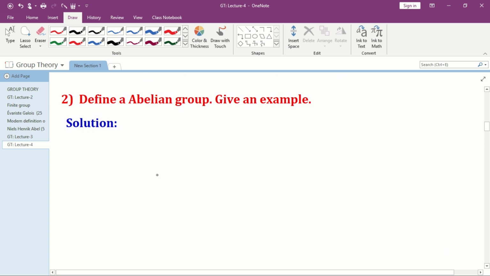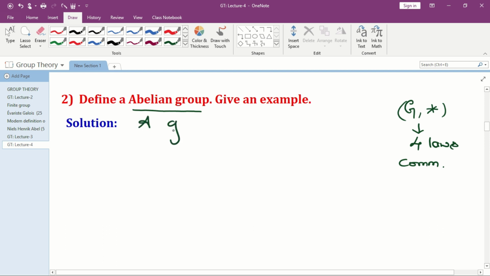Define an Abelian group and give an example. To define an Abelian group, we have to consider a group. Group means it has already satisfied four laws. Along with the four laws, if it satisfies one more law, that is commutative law, then we say that G is an Abelian group.